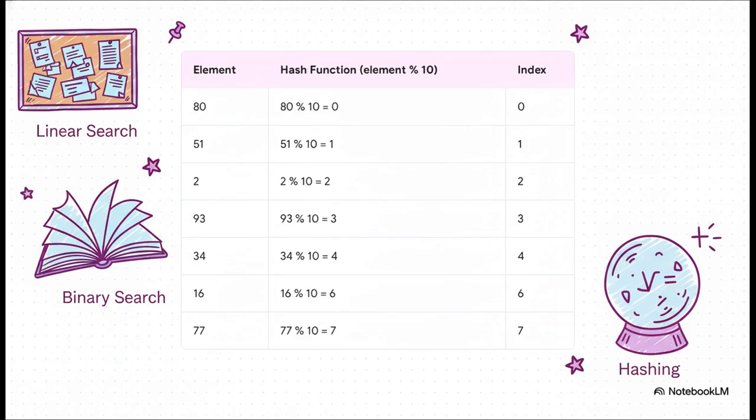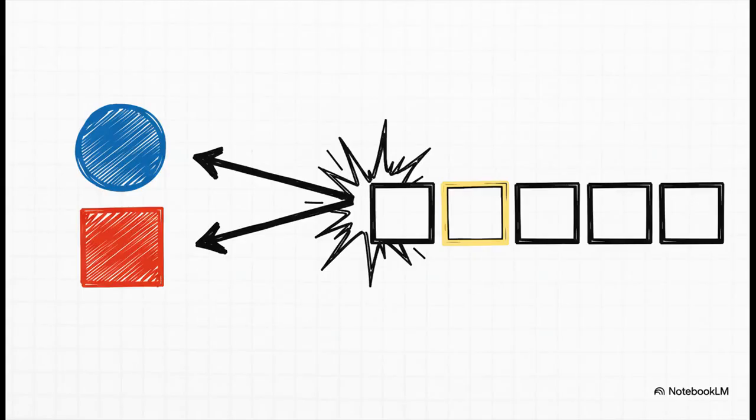Let's try another one, 93. What's the remainder when you divide 93 by 10? It's 3. So 93 goes straight into slot 3. Later, if you need to find 77, you don't search. You just do the calculation again, get 7, and look in slot 7. Boom! One step. Okay, but there is one small catch.